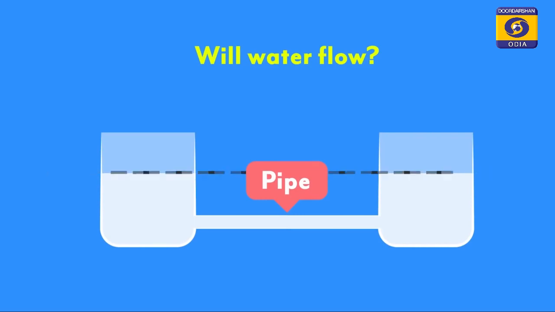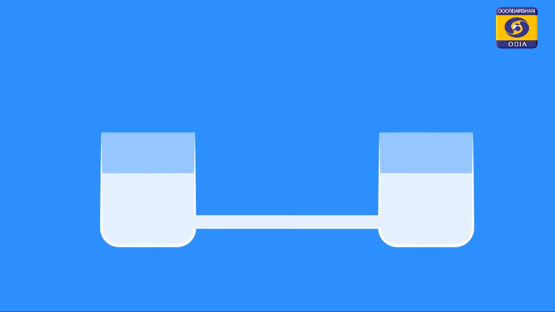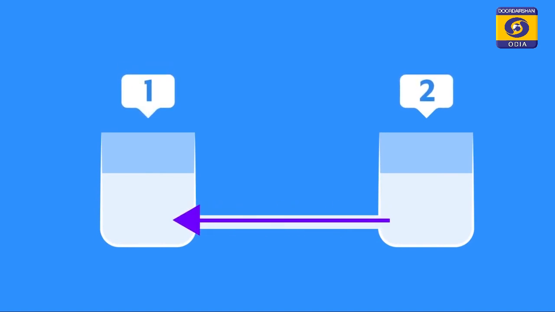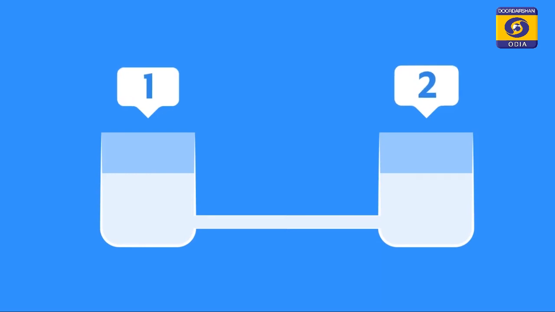Now, let me give you some task. Without changing the amount of water, can you make water flow from beaker 2 to beaker 1? Answer my question again. You need to make water flow from beaker 2 to beaker 1, but you are not allowed to change the amounts of water. So, you cannot add or remove water from any of the beakers. Then how will you do it?